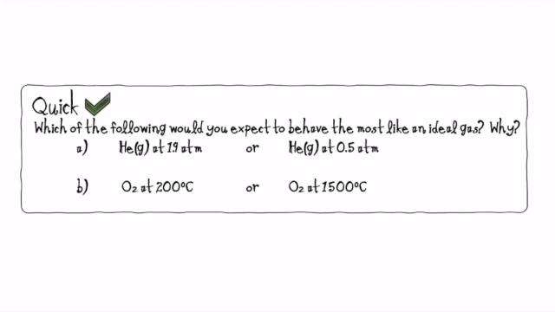So which of the following would you expect to behave the most like an ideal gas? Why? Remember that gases behave the most ideal at high temperatures and low pressures. So helium at 0.5 atmospheres would be more ideal than helium at 1.9 atmospheres. And oxygen at 1500 degrees Celsius would act more ideal than oxygen at 200 degrees Celsius.